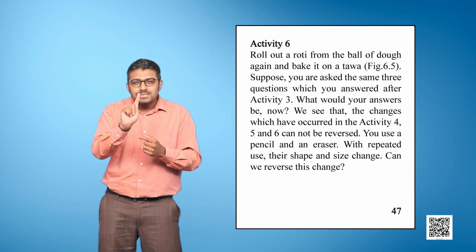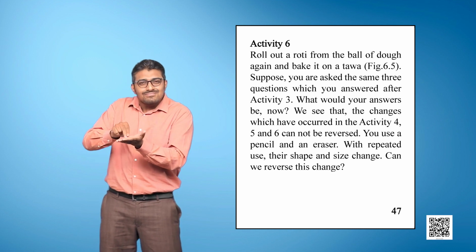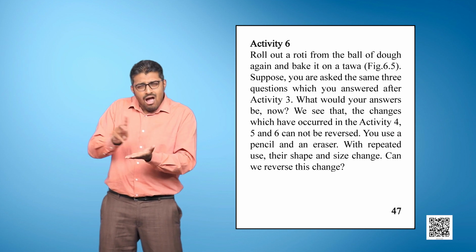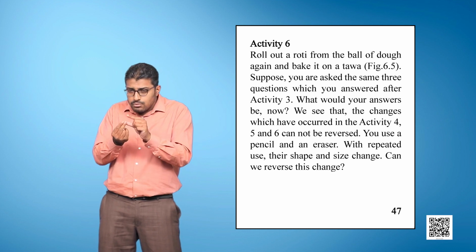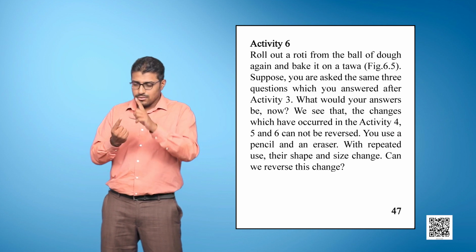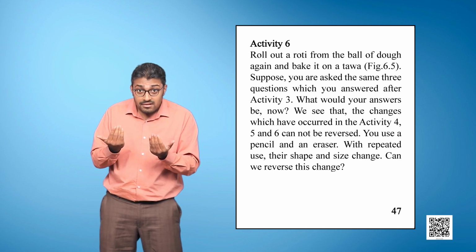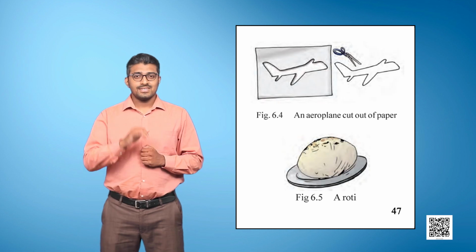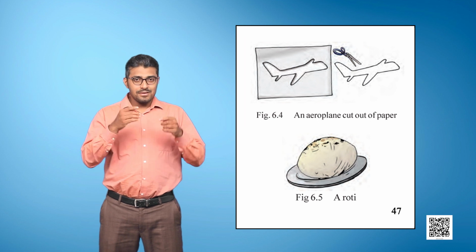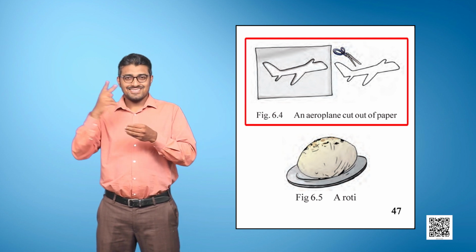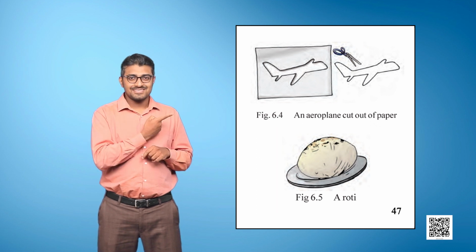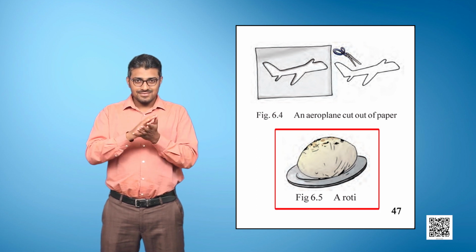You use a pencil and an eraser. With repeated use, their shape and size change. Can we reverse this change? Figure 6.4. An aeroplane cut out of paper. Figure 6.5. A roti.